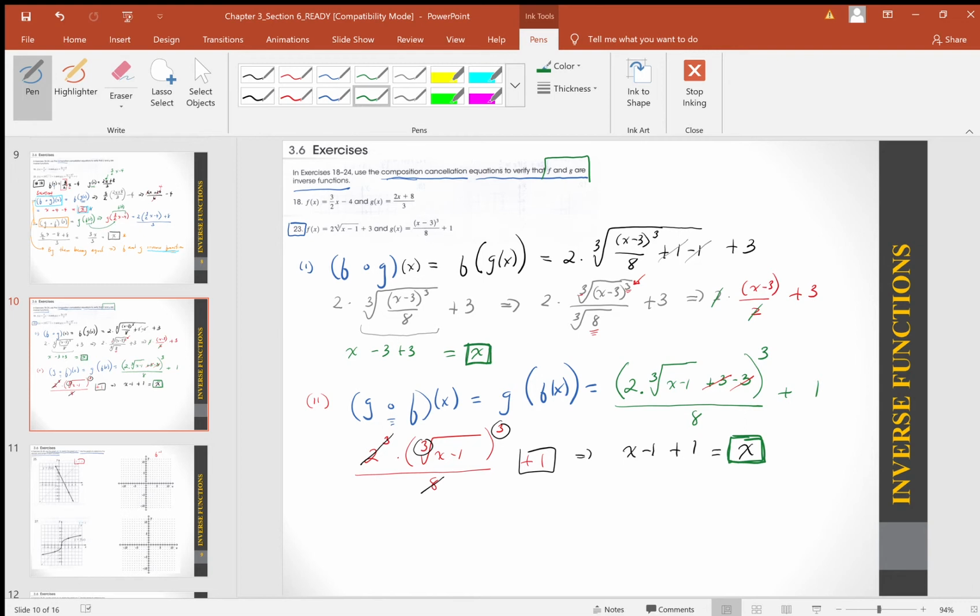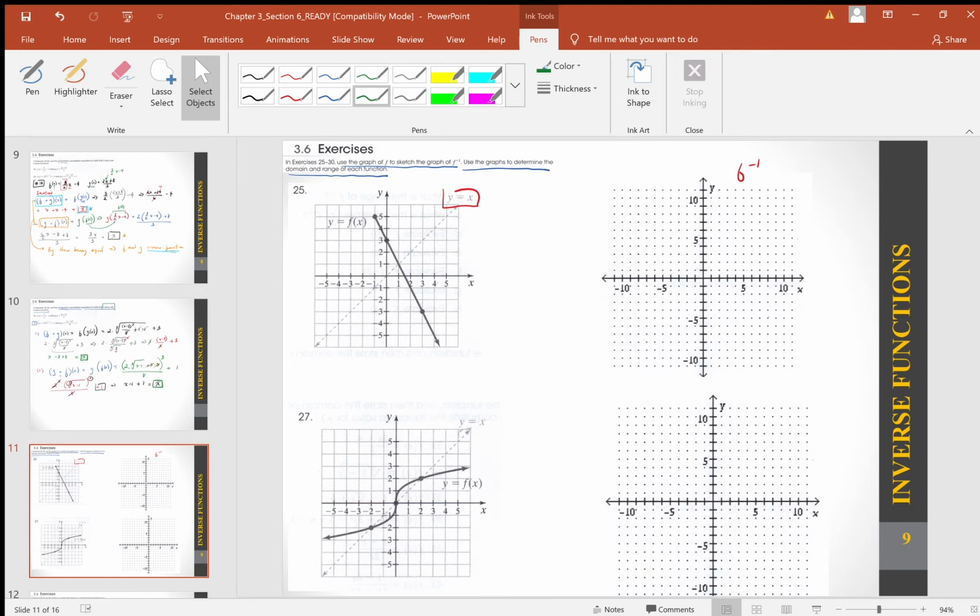Okay, now let's go to another problem, number 25. So here they're asking us to use this graph here, y of x, to sketch the graph of the inverse function of f of x, and then use the graph to determine the domain and the range of each function. Okay, so the idea here is to make things a whole lot quicker. Choose at least about 3 to 4 points and then you're going to swap the coordinates. Okay, and I'll show you what I mean now.